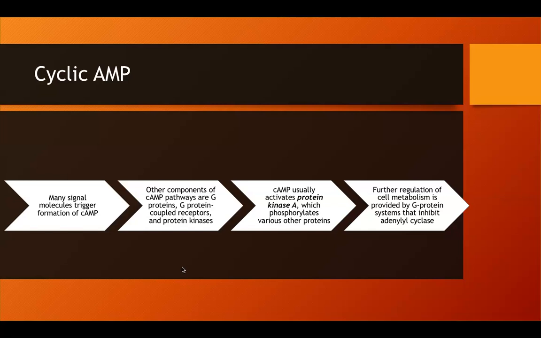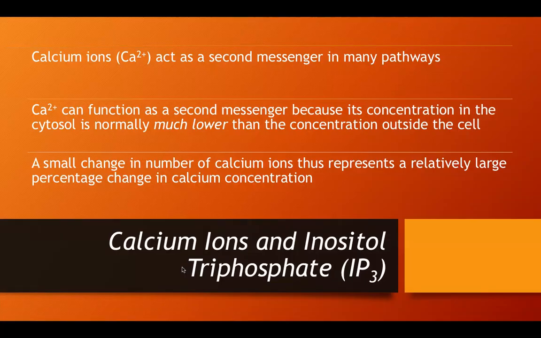And remember, one of the ways that we regulate the cell system is that once the G protein activates the enzyme, the G protein that is bound to the GTP, that GTP should be dephosphorylated, which puts the G protein back into an inactive state. That's a form of regulation.